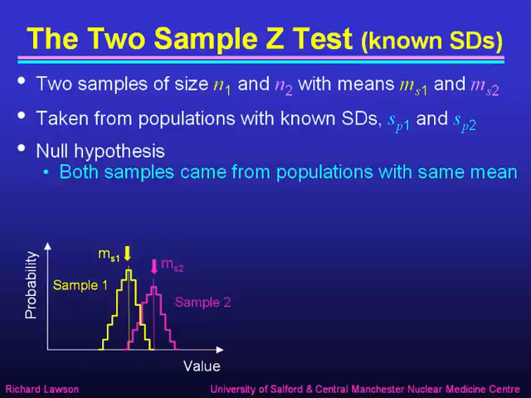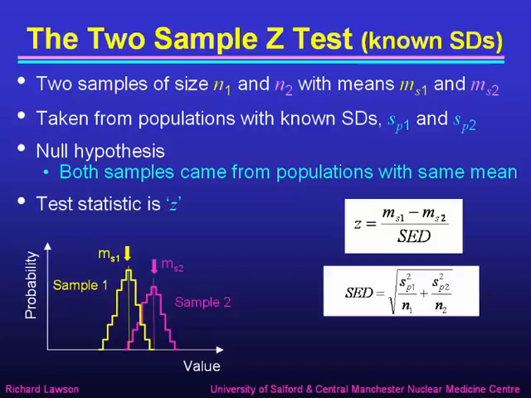But the null hypothesis is that both samples came from populations with the same mean. Note we're testing means here, we're not testing the standard deviations. We'll talk about testing standard deviations in a later lecture. Here we know the standard deviations, all we're doing is testing the means.